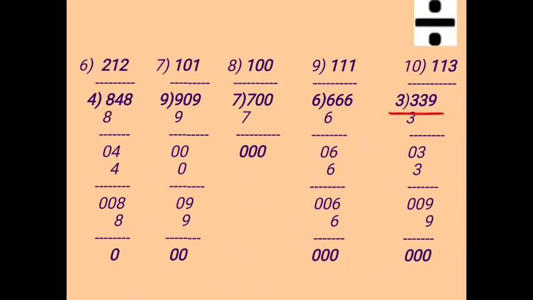339 divided by 3. So here you have to see the 3 table, that is 3 ones are 3, then subtract it, you will get the remainder as 0. Then after the first step you are going to bring down the next number, that is 3, then again 3 ones are 3, then again you are going to do subtraction, you will get 0.